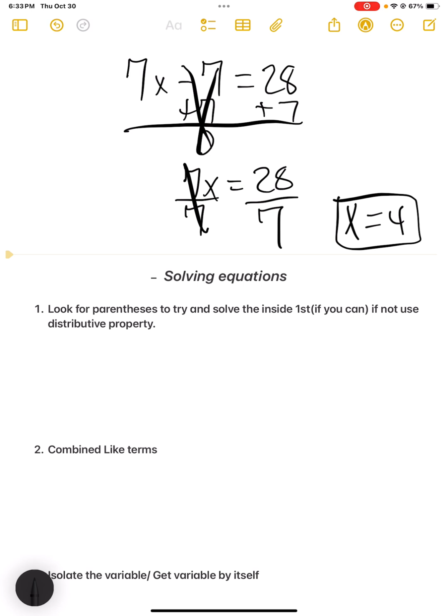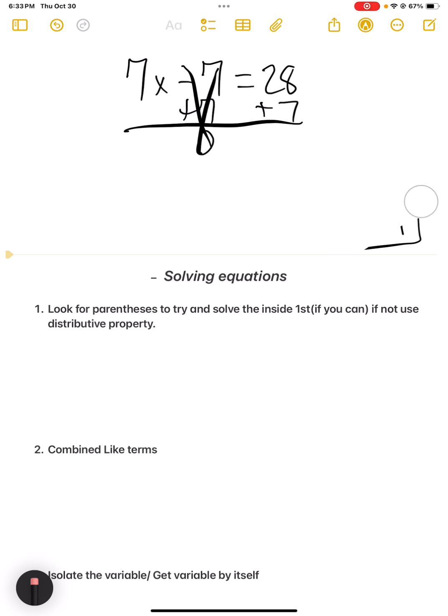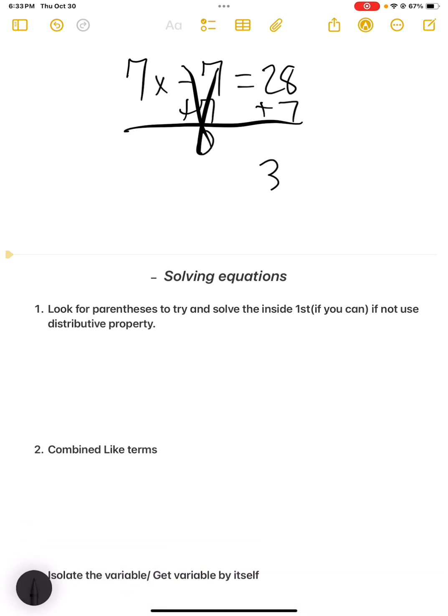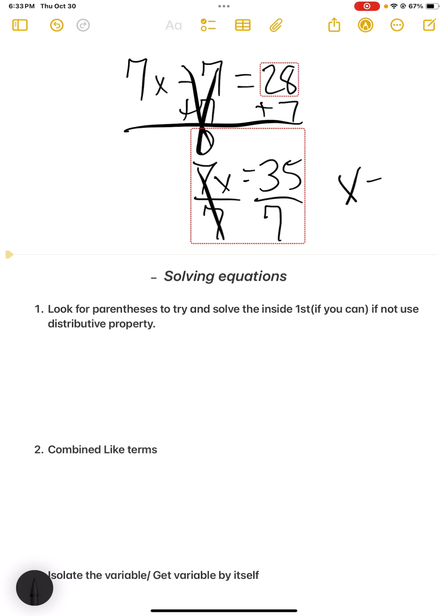So now that I know I made a mistake, and actually I could have used this to check my work, but I'll come back to that. Now I plussed here to get rid of this, so I plus over here. So this should be 35, actually, is equal to 7x. And now I would divide by 7 to separate the two, and x would actually be equal to 5.